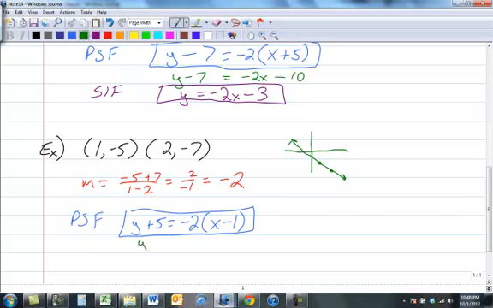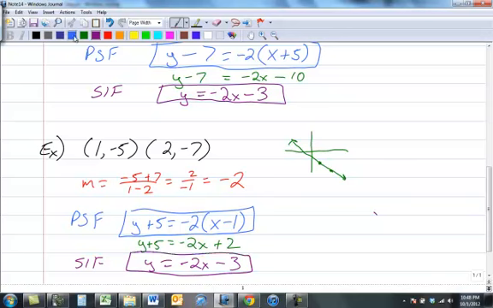So distribute. Y plus 5 equals negative 2x plus 2. Get y by itself. Y equals negative 2x minus 3. What? Look at that. It's the same equation as before. How about that? Who knew? Didn't even try for that.